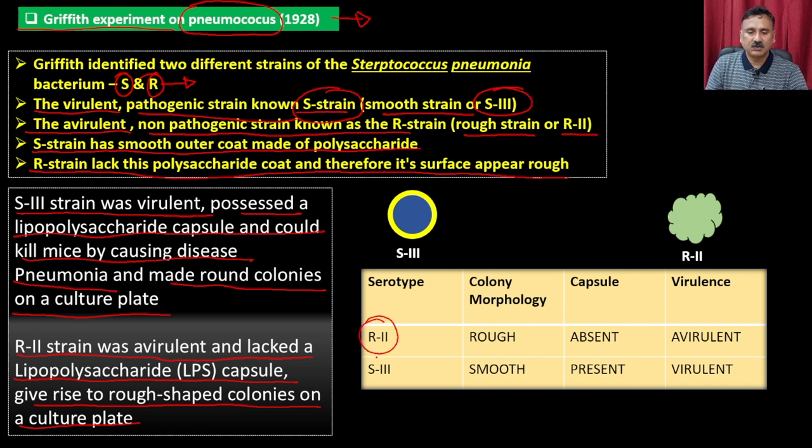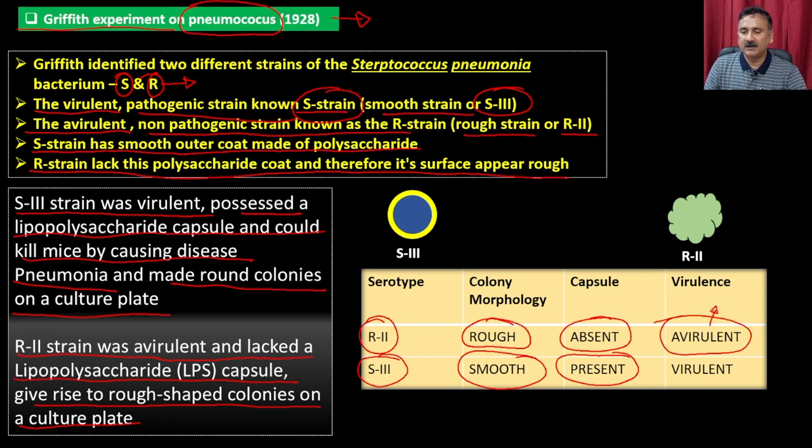Serotypically it can be R2 or S3, and morphologically the R strain is a rough strain, whereas the S strain is a smooth strain. The capsule is absent in the R strain, whereas it is present in the S strain, and the R strain is avirulent. Avirulent means it is not going to cause the disease, whereas the S strain is virulent, so it is going to cause disease. What disease? It is going to cause pneumonia, and ultimately the death of mice.